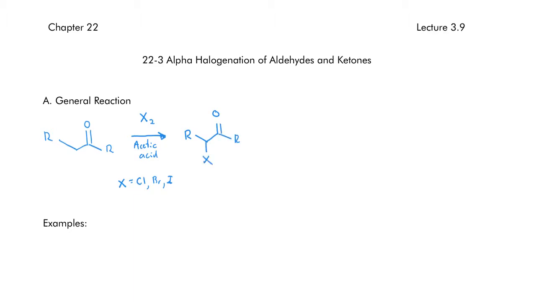The product of the reaction is the alpha halogenated carbonyl. So we have a chlorine or a bromine or an iodine now attached at the alpha position. So we've done a net substitution. One of the hydrogen atoms has been replaced with a halogen. Let's look at some examples of this.